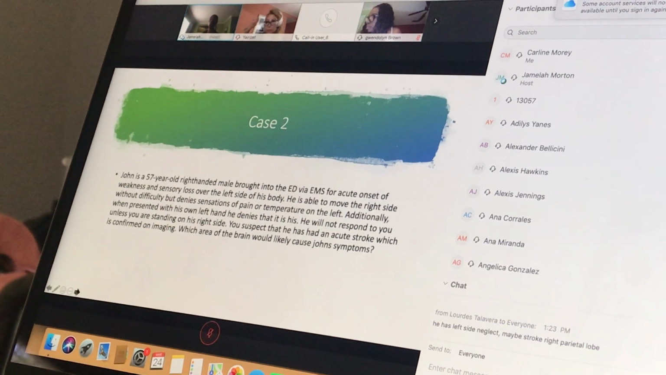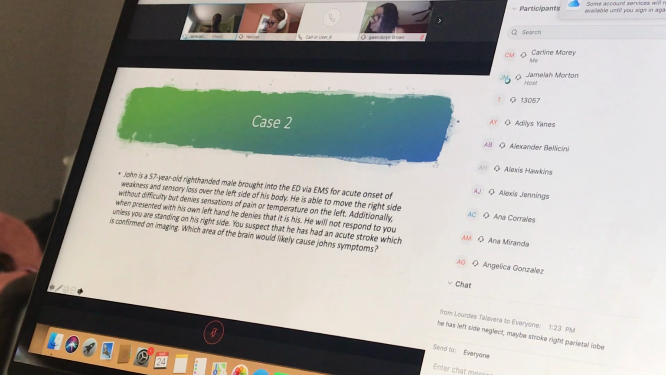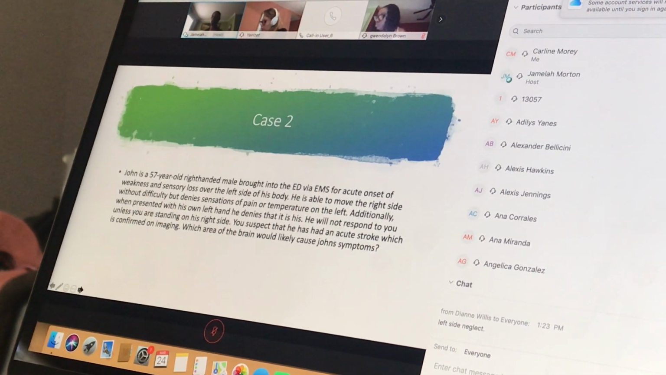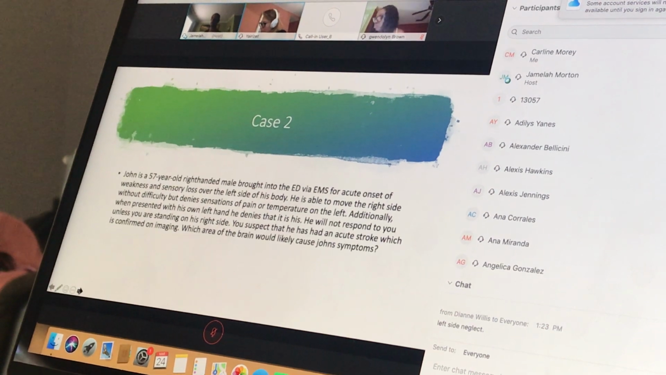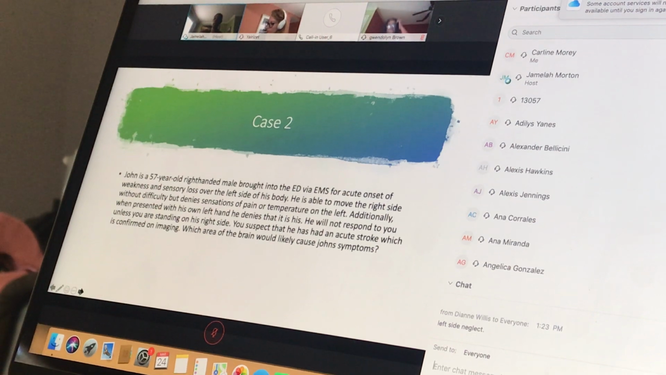So when you have someone who is having sensory loss, especially when they have pain and temperature, they can't discern pain and temperature sensations, you want to start thinking parietal lobe. Because remember, all the sensory input from the body goes up through the spinal cord, in through the thalamus, and then to the parietal lobe for sensory integration.